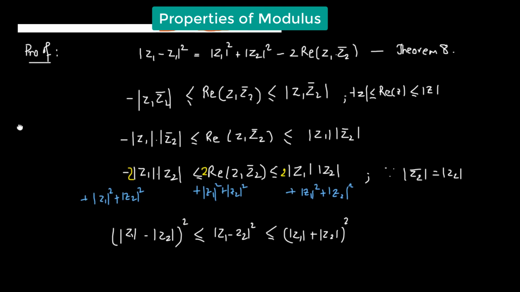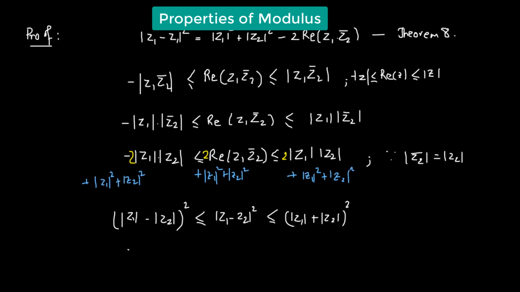Then we take the square root: the absolute value of z1 minus the absolute value of z2 is less than or equal to the absolute value of z1 minus z2, the difference of the two complex numbers, which is always less than or equal to the sum of the absolute values of the complex numbers. So this is the proof of theorem number 10.